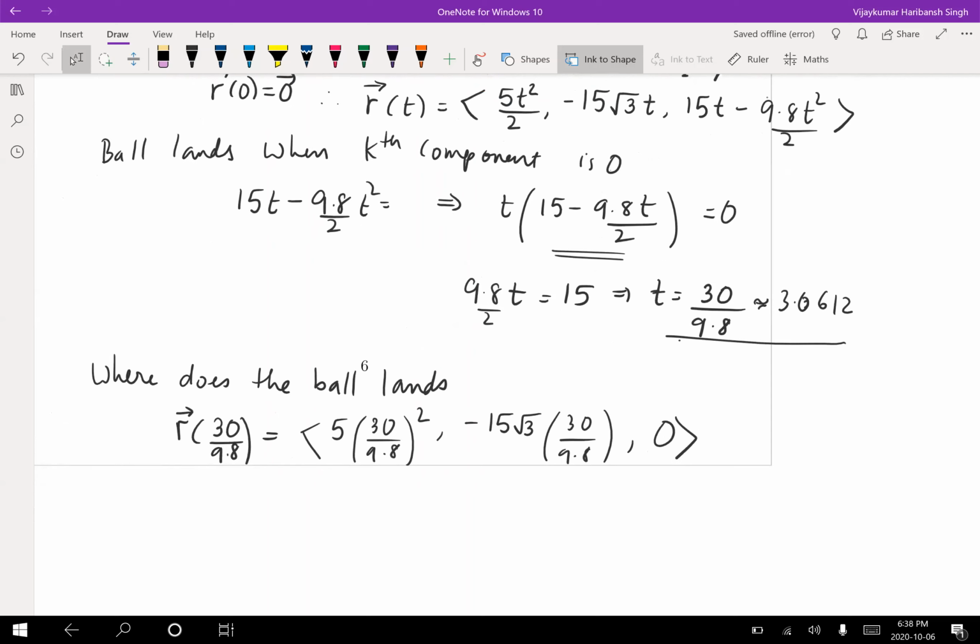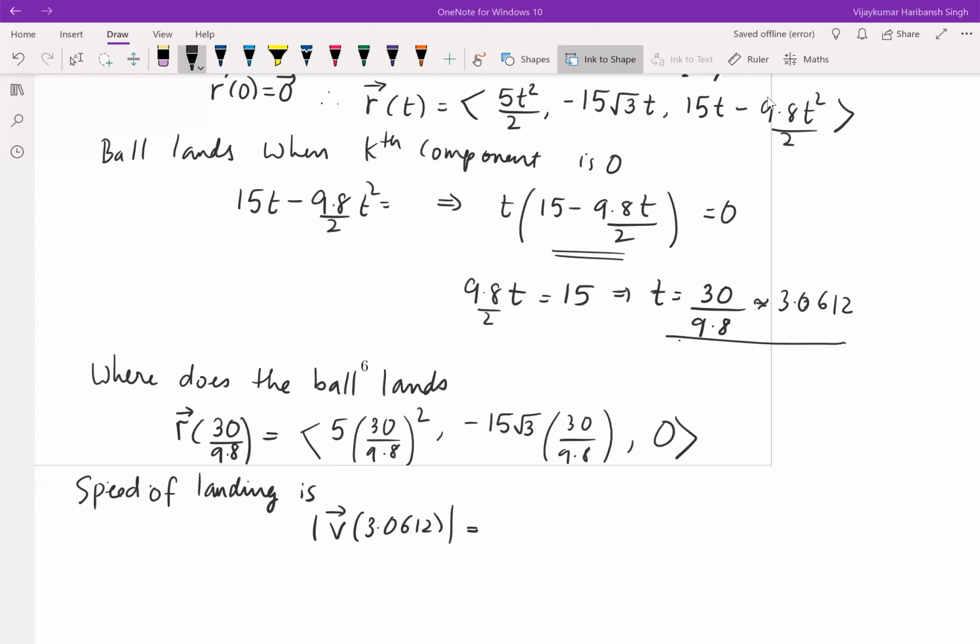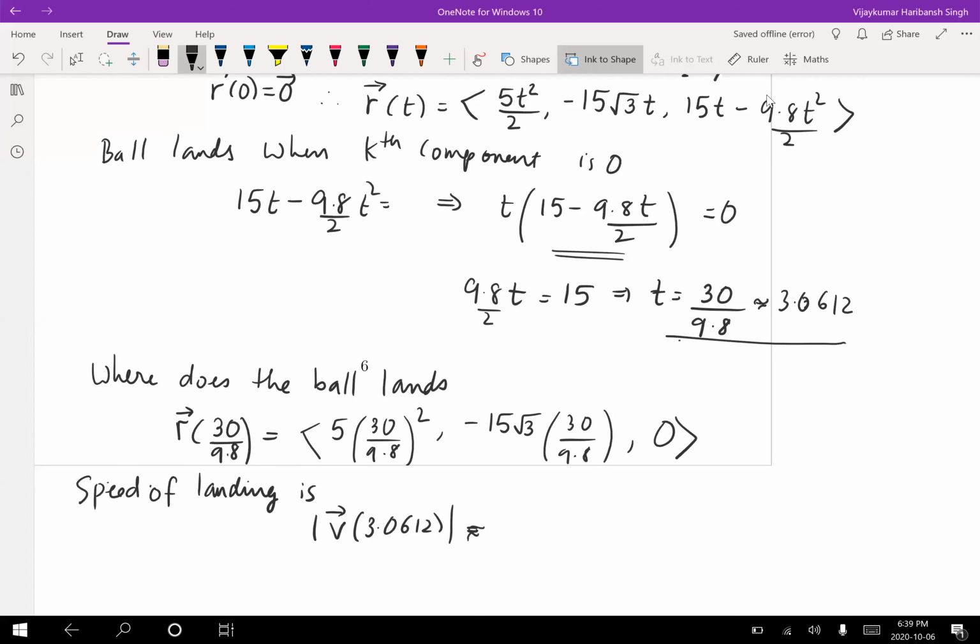And what is the speed? The speed of landing is the absolute value of v of 3.0612. And that turns out to be roughly 33.68 meters per second. Yep, so this is how the game is played.